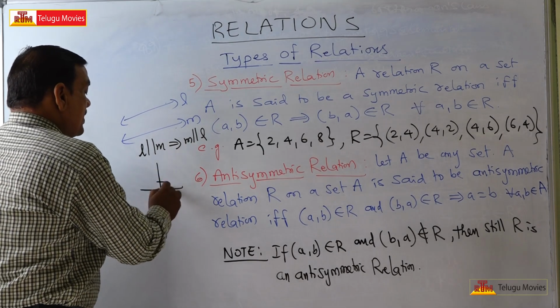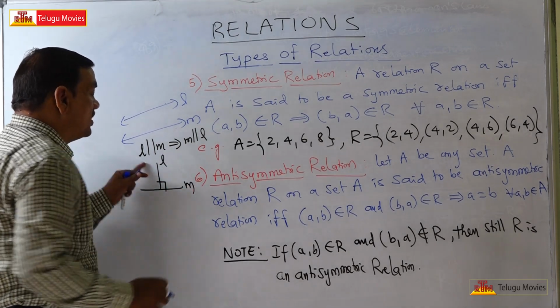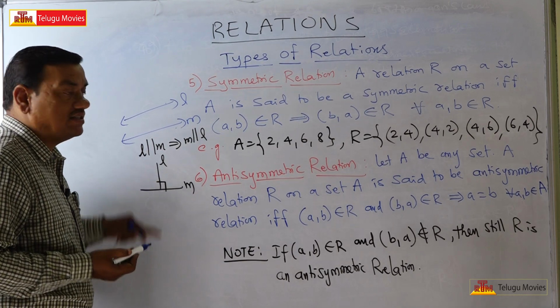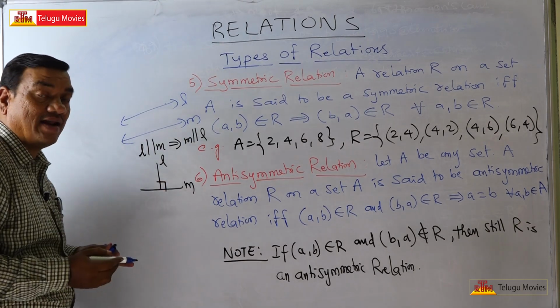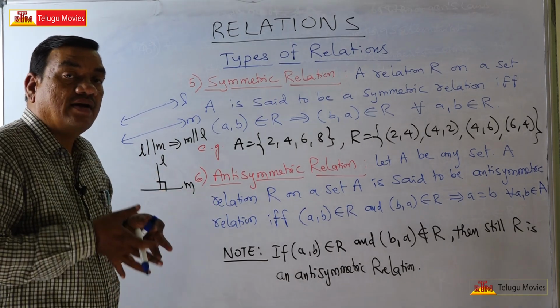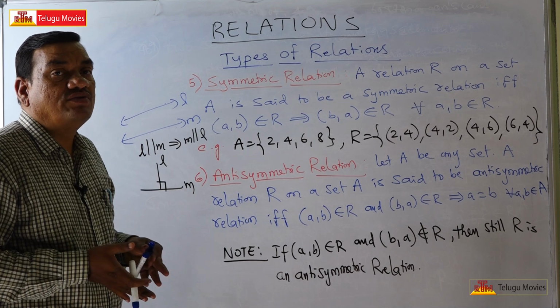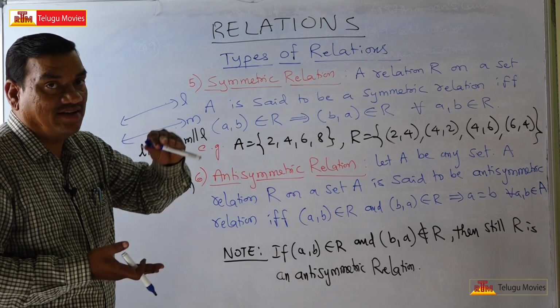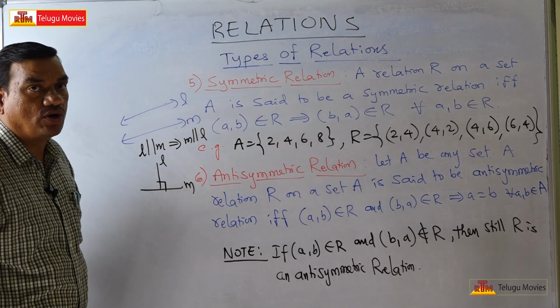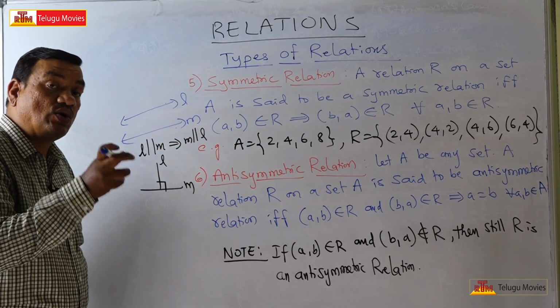Like that, perpendicular. If L is perpendicular to M, then M is also perpendicular to L. Understand this? In the domain of geometry, perpendicular is between two lines. So if L is perpendicular to M, then M is also perpendicular to L. Therefore, perpendicular is a symmetric relation.